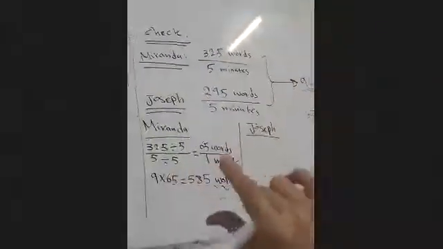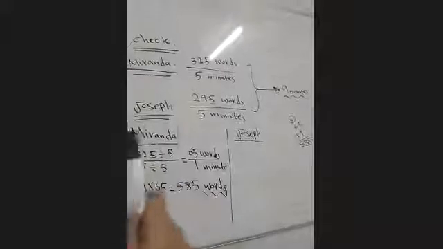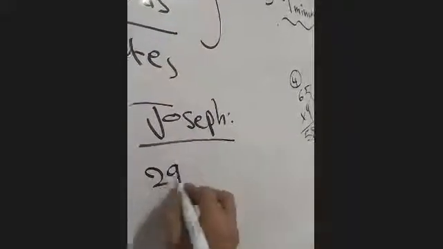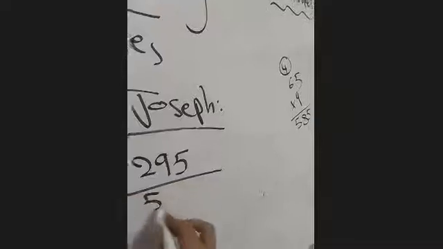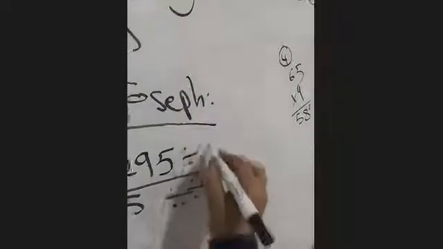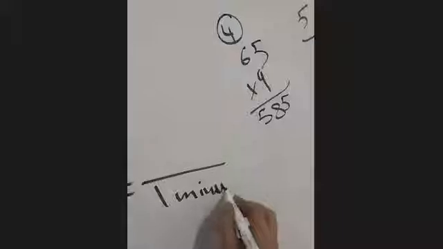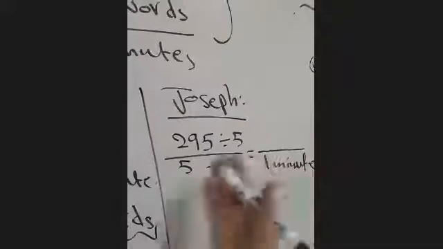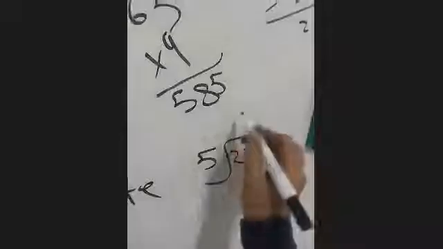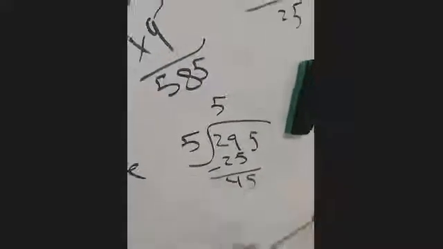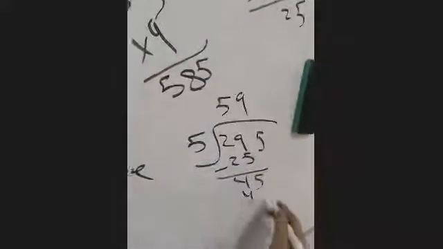Let's do the same steps for Joseph. Now, 295 over 5, both divided by 5, right? Done, 1 minute. Let's make long division. 295 divided by 5, 5, 25, subtract 4, 5, 9, 45, subtract 0. How many words, guys?